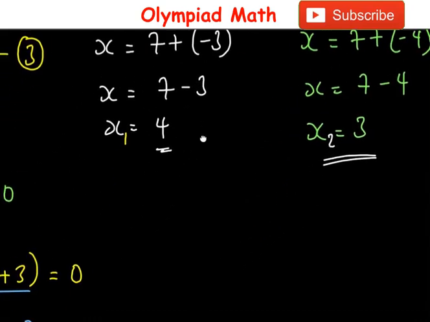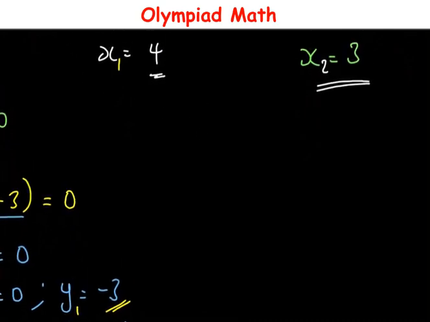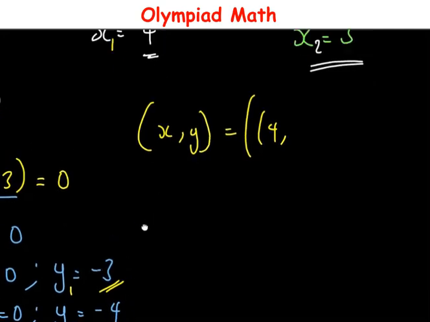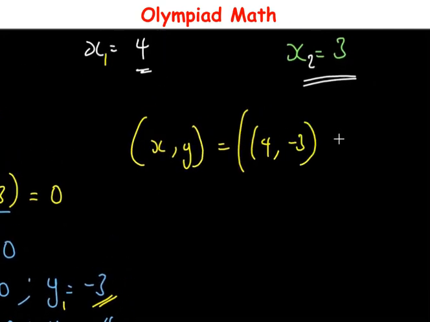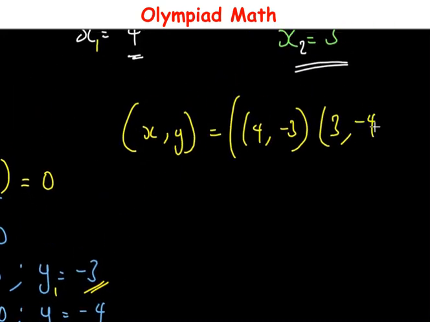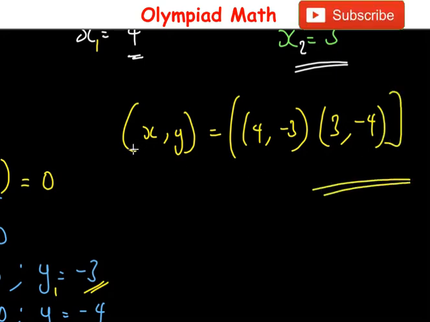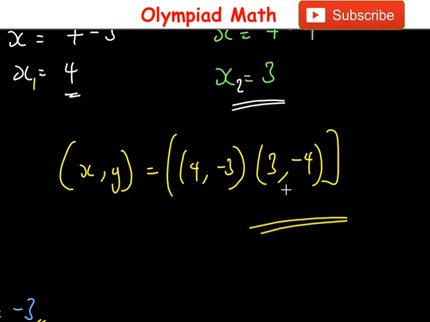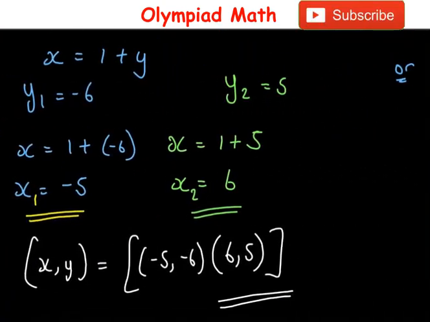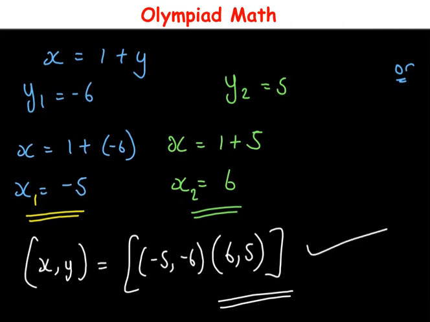So with this, we have the solutions of x and y right here. The solutions of (x, y) equal, for x1 we have 4, for y1 we have minus 3, and also for x2 we have 3, and for y2 we have minus 4. And these are the solutions of x and y. With this, we have gotten the solution of x and y for case 2. For case 1, the solution of x and y is right here. So these are the solutions of x and y for the two cases.